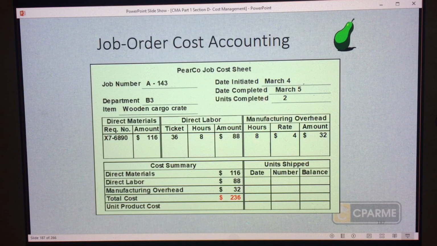So again, our focus in job order cost accounting will have to be your cost per job. And then it tells you the date completed, units completed. Let's see. Then you have, of course, the computation for your unit product cost.